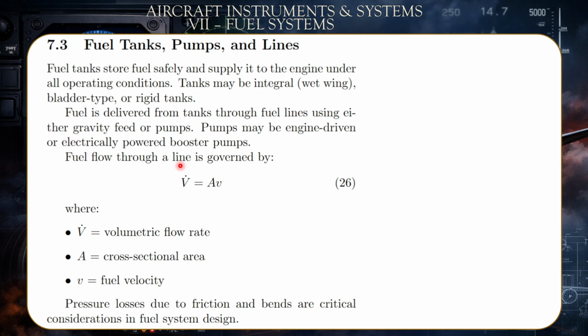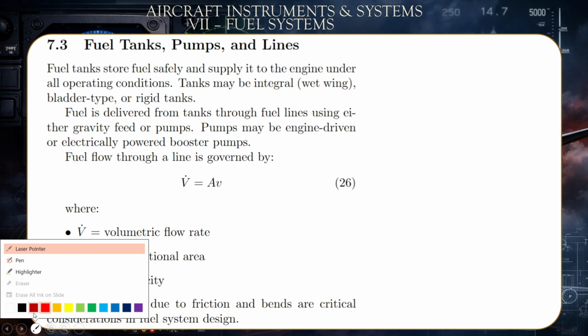Fuel flow through a line is governed by, and this is called volumetric flow, by the way, the volumetric flow rate is given by V equals A times v, where A is the cross-sectional area of the pipe, okay? And v, lowercase v, is the fuel velocity or the speed of the fuel itself. Now, pressure losses due to friction and bends are critical considerations in fuel system design. Why? Because they reduce the velocity of the flowing fuel, which would reduce the volumetric flow rate.